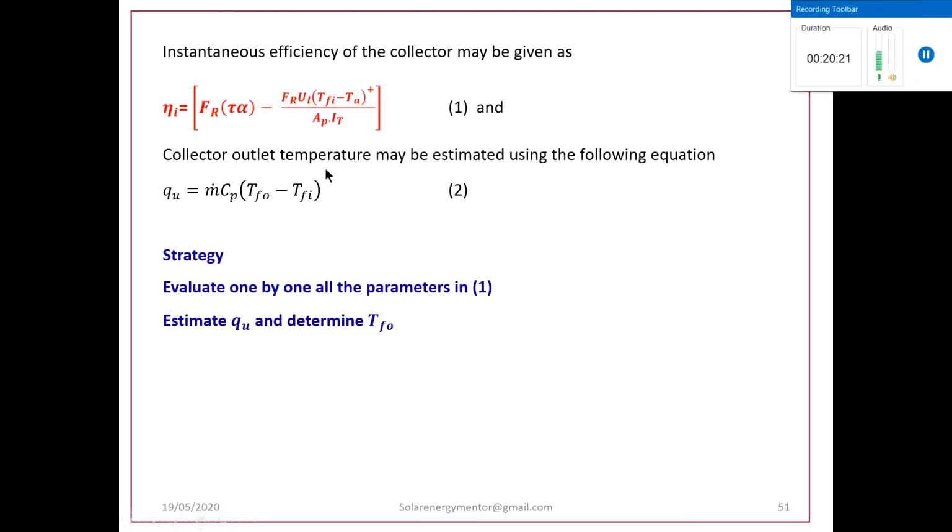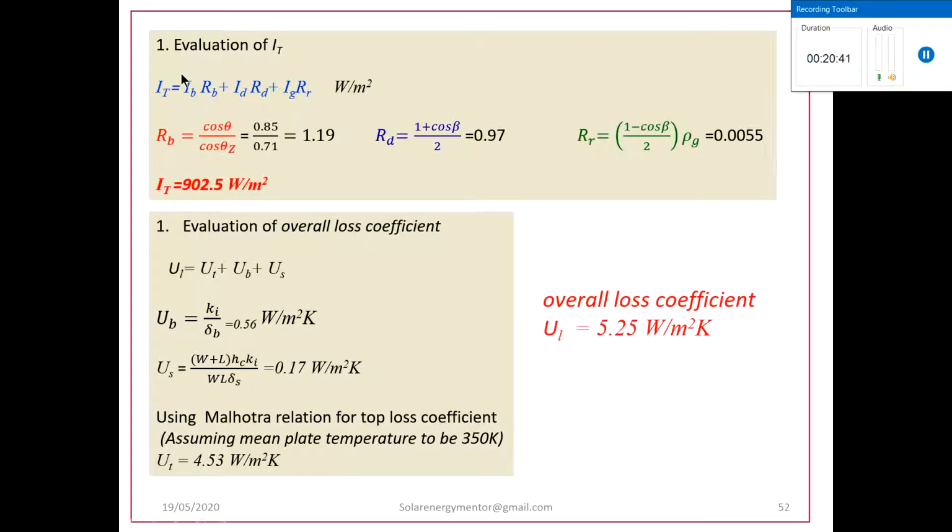So instantaneous efficiency we can calculate using these values, and then the collector outlet temperature may be estimated using this following expression, that is m dot C. M dot is known, 33 liters per hour. CP is known, TFO is not known, this is determined, and TFI is 70 degrees. So if you evaluate one by one all the parameters like IT, IBRV, this is shown just for the sake of your record. So IT comes out to be 902.